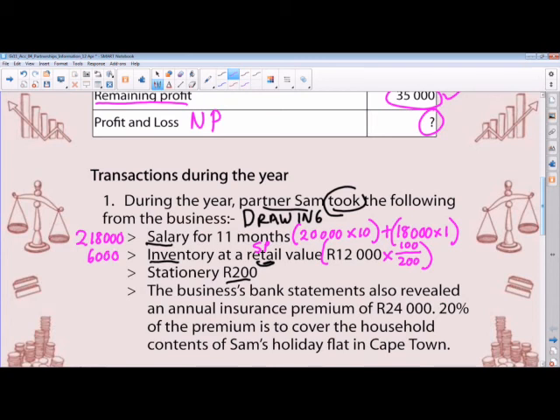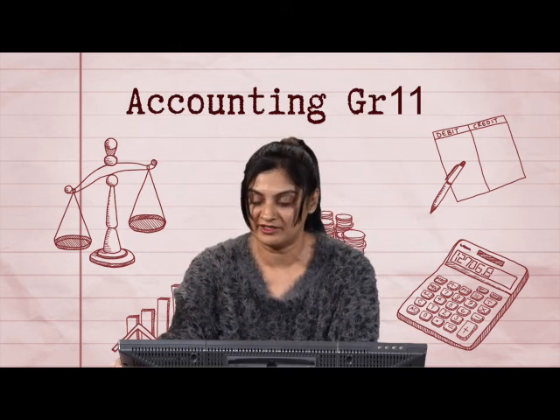Right, what else did he take out of the business? He took stationery worth 200 Rand. So there's no calculation there. Stationery, 200 Rand. And then the last part, the business's bank statements also revealed an annual insurance premium of 24,000. 20% of the premium is to cover the household content of Sam's holiday flat in Cape Town. So in other words, 20% on the 24,000 is for Sam's personal use to cover his holiday flat in Cape Town. So let's do that calculation.